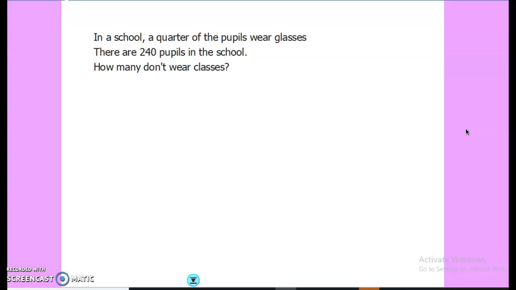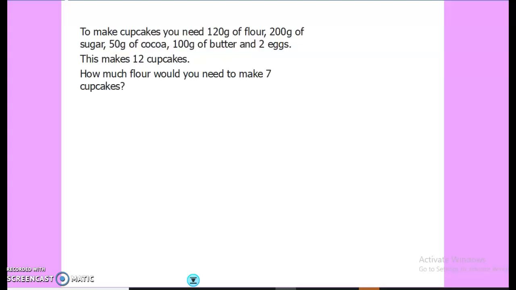Okay, so the first one, no, it's the second one. Let me go back to the first one. The first one is the one looking at cupcakes. It gives us the ingredients we need for cupcakes. We're told this would make 12 cupcakes, and we want to know how much flour we would need to make 7 cupcakes.